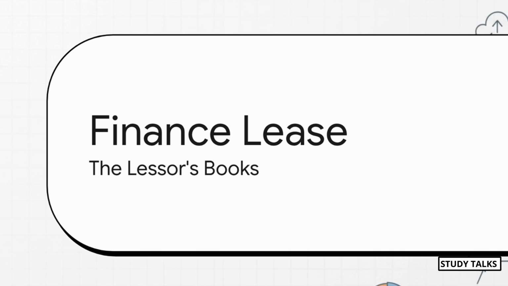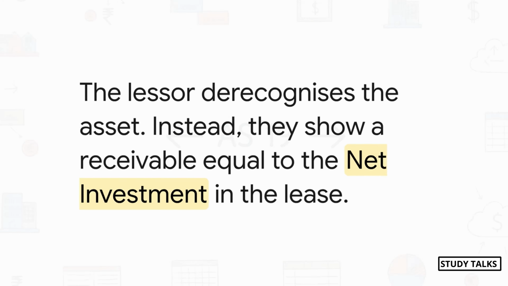So let's start with the lessor's books in a finance lease. Just remember, a finance lease is basically a sale in disguise. All the risks and rewards are transferred. So for the lessor, this isn't just a rental, it's a financing deal. And this is the most important point. As soon as a lessor gives an asset on a finance lease, it's gone from their PPE.